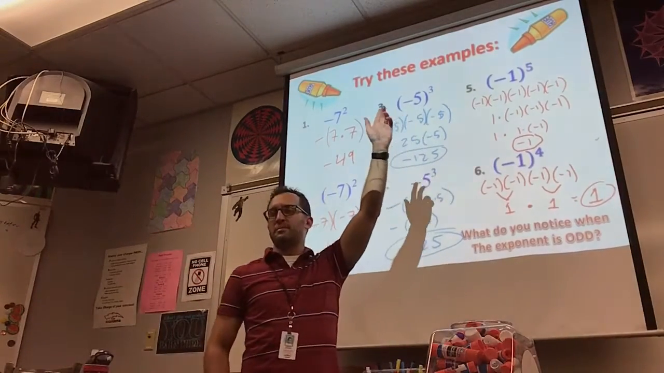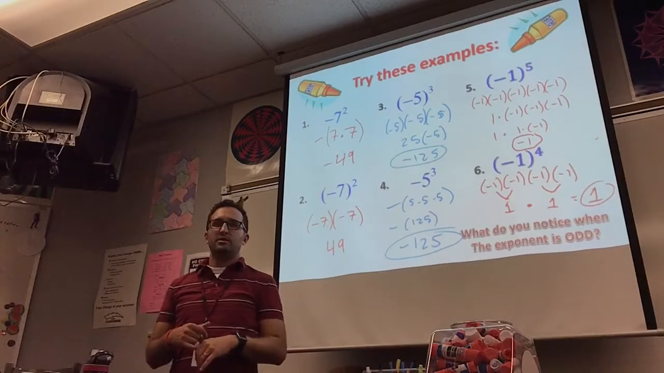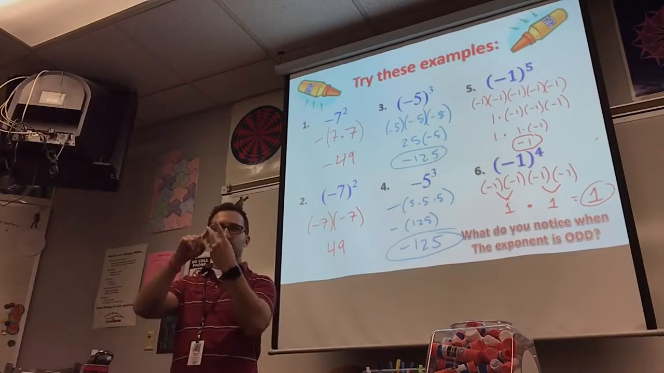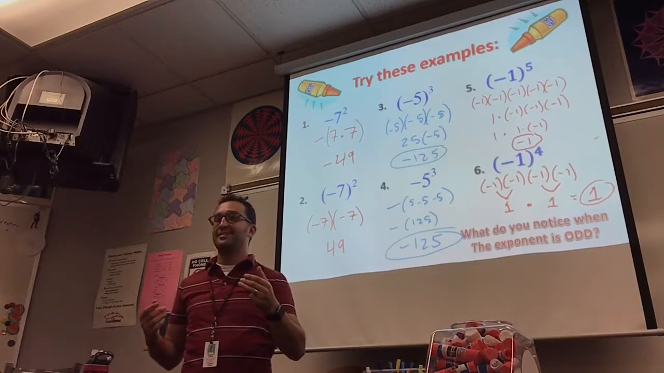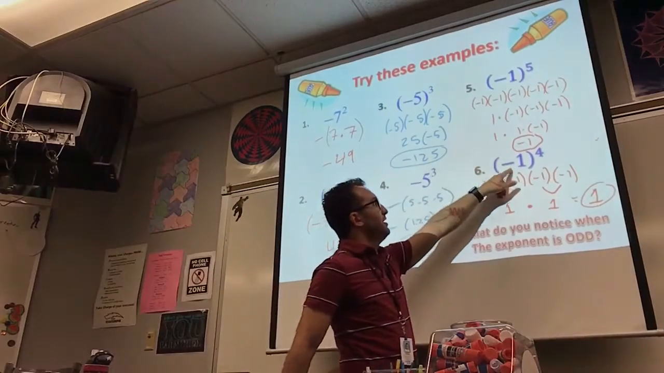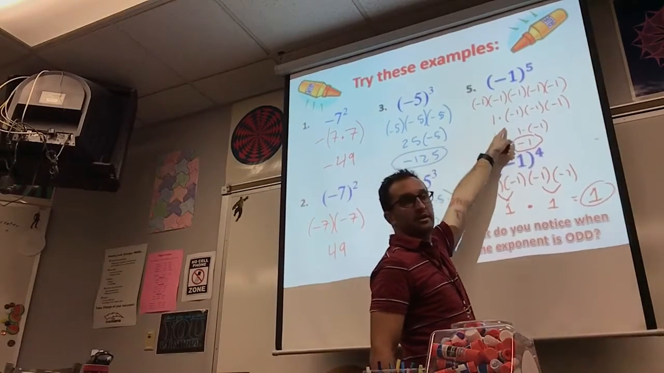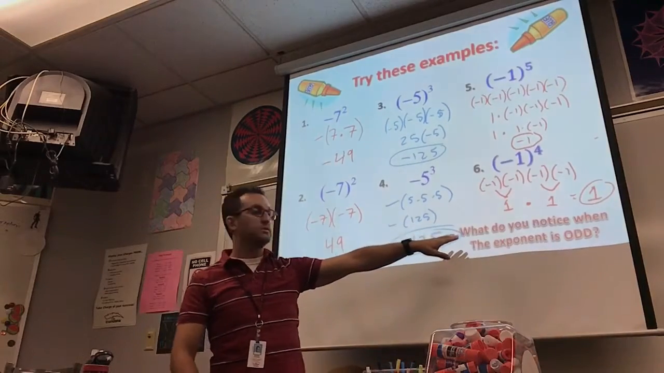What about with positive numbers? What about 2 to the 3rd? 2 times 2 times 2. It's 8. What about negative 2 to the third? Negative 8, because this pattern holds. With negative numbers, odd exponents will give us a negative answer.